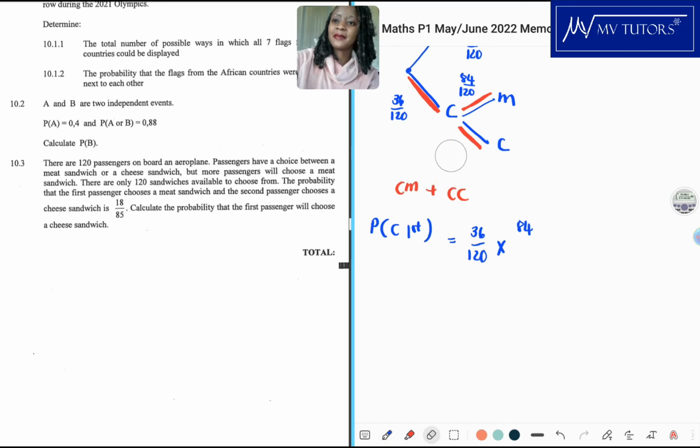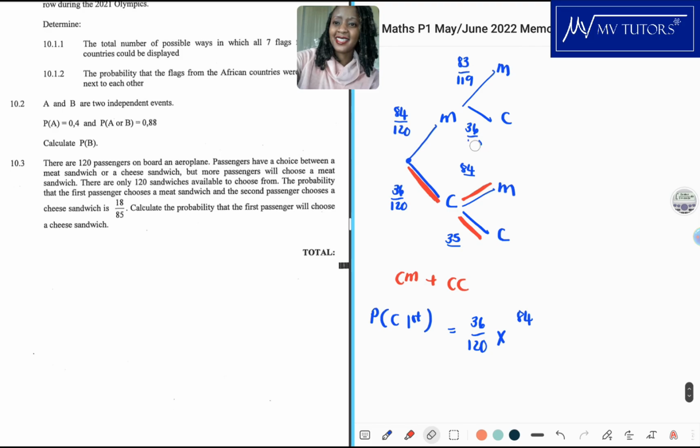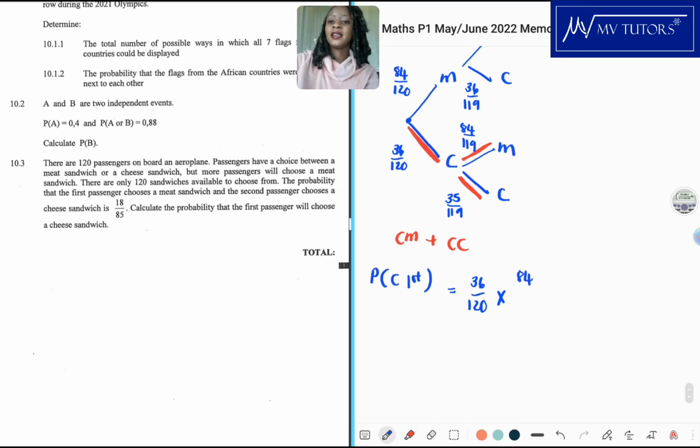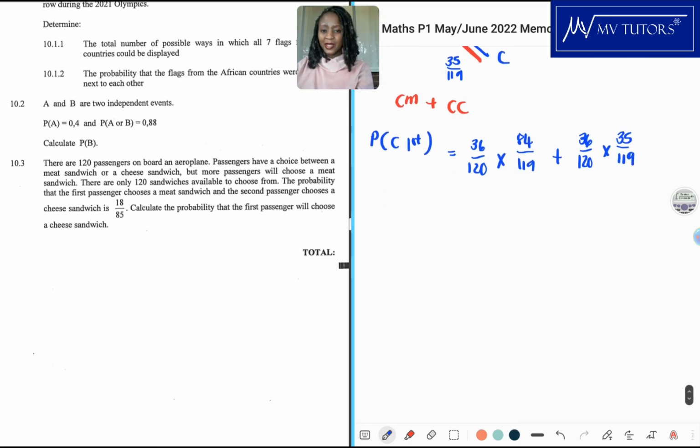Oh my goodness, my mistake. This should be 119 because we've already taken one out. It can't still be 120. Apologies for that. We have 119, 119, 119. So we have 84 over 119 and then plus 36 over 120 times 35 over 119. And we can finally work this out.